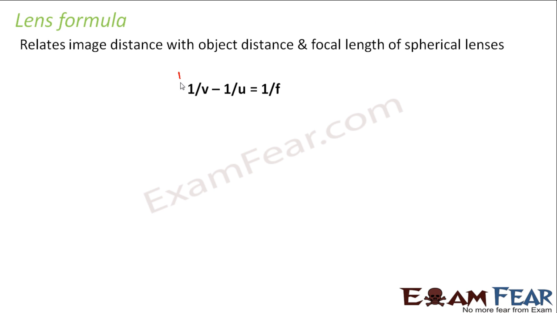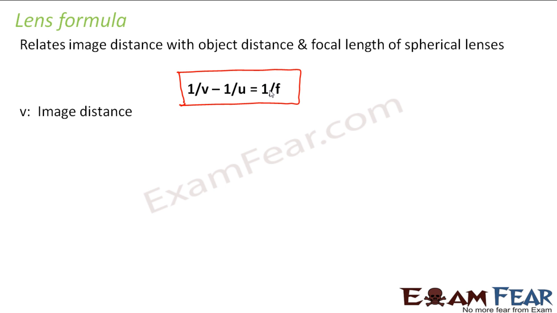It is very similar to the mirror equation except with a negative sign. It is 1/v minus 1/u is equal to 1/f, where v is the image distance, u is the object distance and f is the focal length. So this lens formula is true for both concave lenses and convex lenses, but you need to take into consideration the sign convention when you try to solve problems using this lens formula.